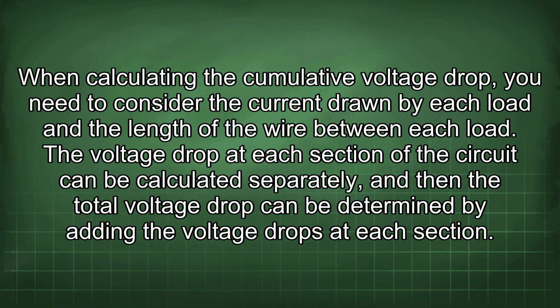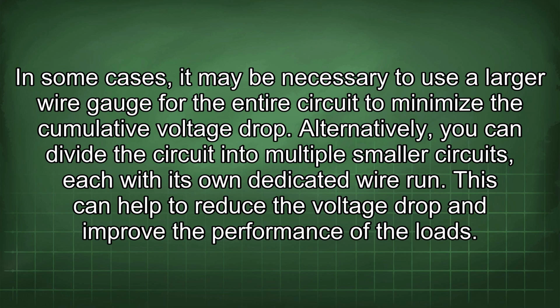The voltage drop at each section of the circuit can be calculated separately, and then the total voltage drop can be determined by adding the voltage drops at each section. In some cases, it may be necessary to use a larger wire gauge for the entire circuit to minimize the cumulative voltage drop. Alternatively, you can divide the circuit into multiple smaller circuits, each with its own dedicated wire run. This can help to reduce the voltage drop and improve the performance of the loads.